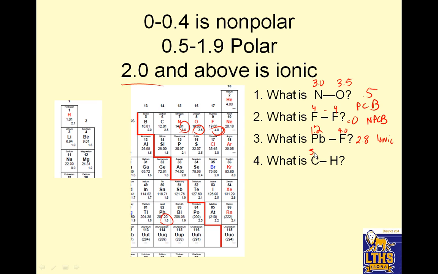Okay, C and H is 2.5 and 2.1. What's the difference? 0.4. So this is a nonpolar covalent bond. So what does that really mean?